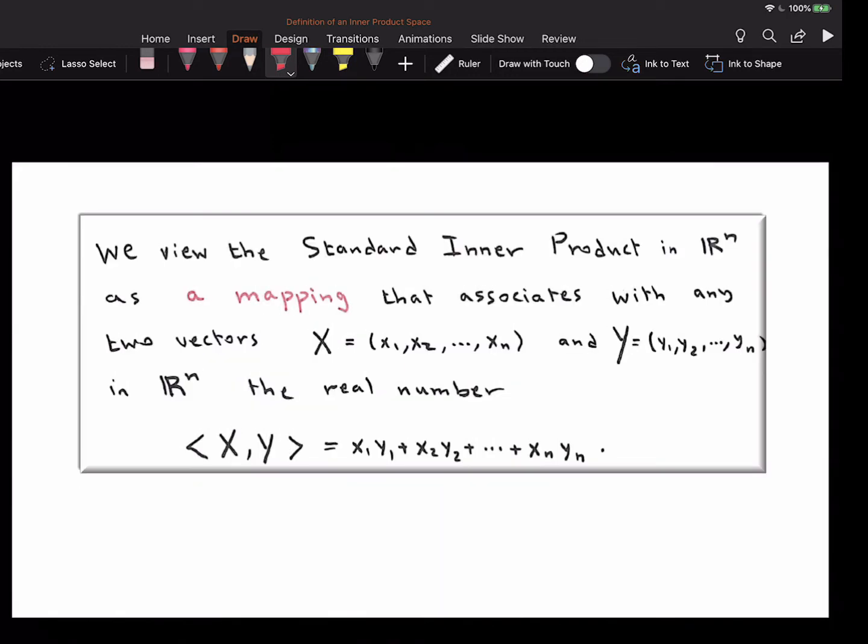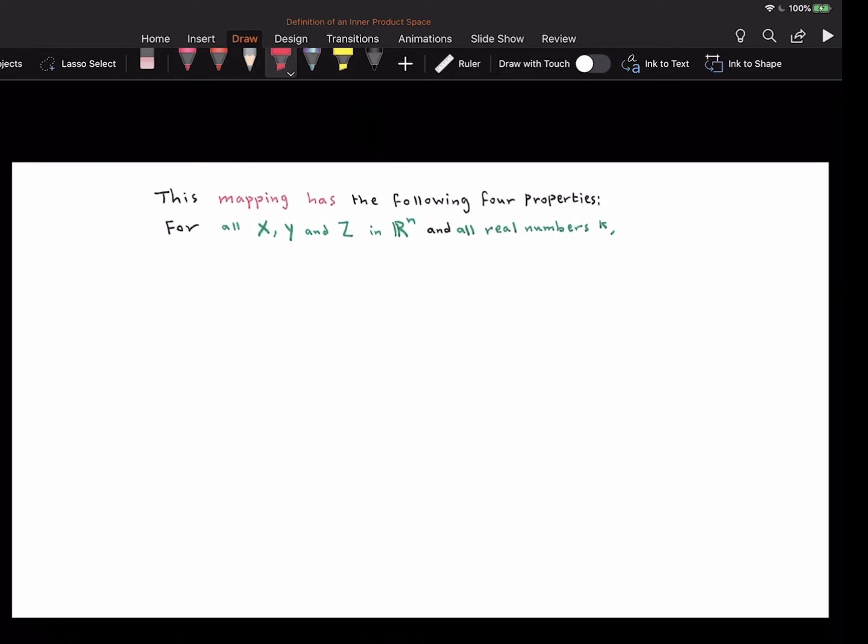And now we view the standard inner product in R^n as a mapping that associates with any two vectors x and y in R^n a real number. So you have two vectors, you apply the dot product or the inner product, and you get an answer which is a scalar. This is called a mapping. So when you add the products x1 y1 and x2 y2, that's going to be our output. This mapping has the following four properties.